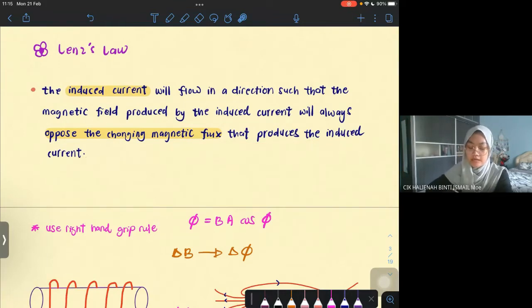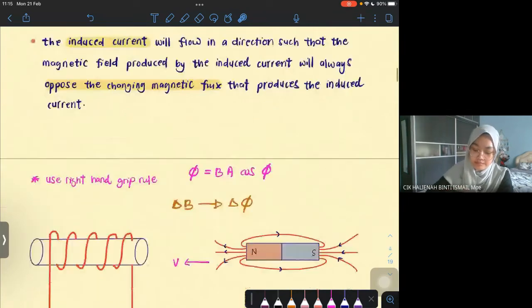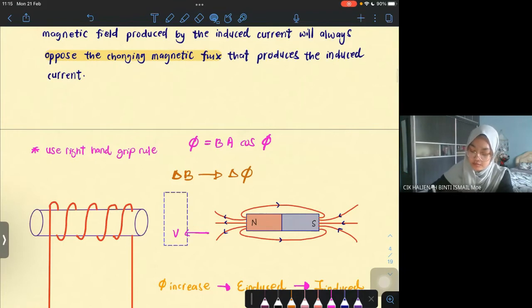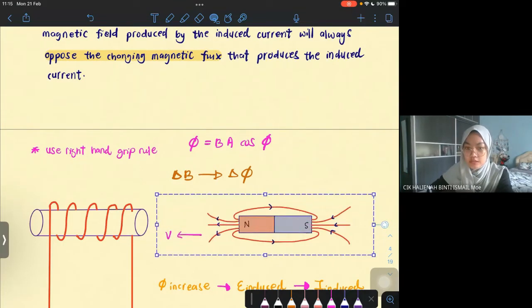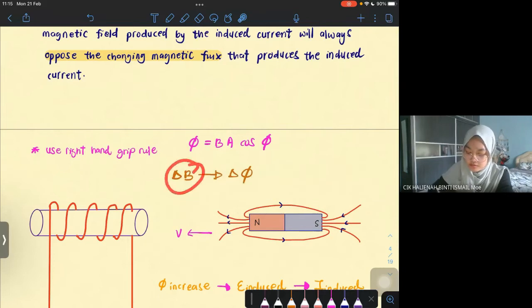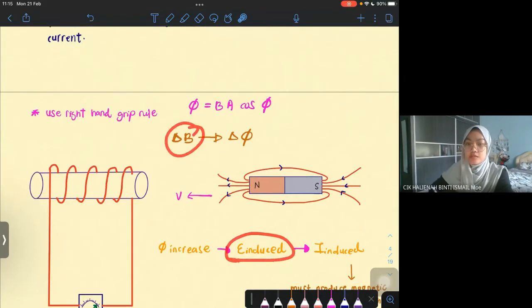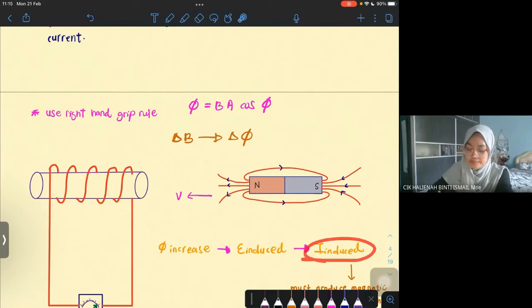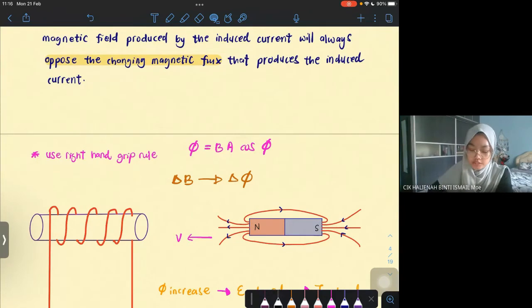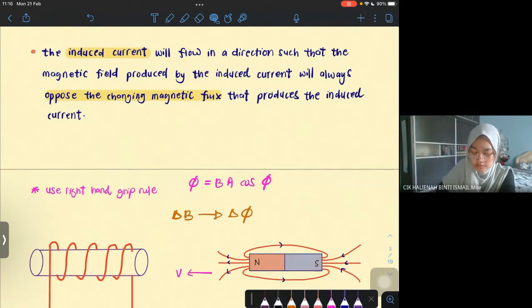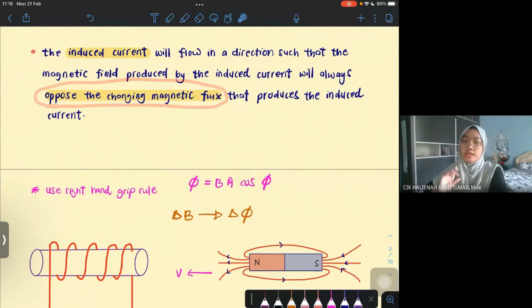Okay, basically apa yang Lenz law ni cakap, I don't like changes here. Okay, sebab kita tadi Faraday's law cakap we need to change the magnetic field so that we can induce EMF. Therefore, we can induce current. But then these changes, Lenz law kata I don't like these changes. So apa yang dia buat dia kena oppose the change. So the keyword here, the Lenz law needs to oppose the change in the magnetic flux. So macam mana dia oppose the change?